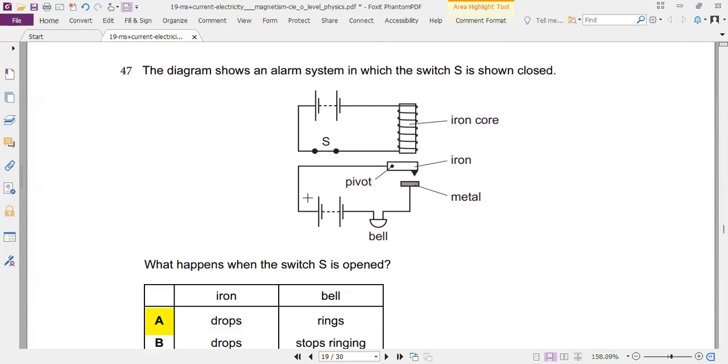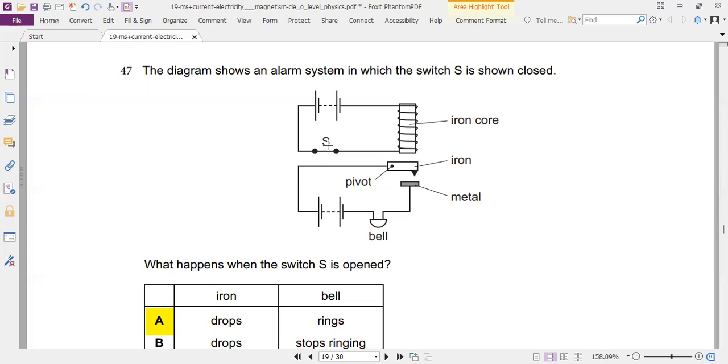We have a circuit. What happens when switch S is closed? The iron core is magnetized. It attracts iron, and it has attracted the iron. The thing is stopped here. Now, when we open the S switch, this will be demagnetized. It will release this iron. The iron will hit this metal. When the iron hits this metal, this bottom circuit will be complete. And this bottom circuit completion means the bell will ring.